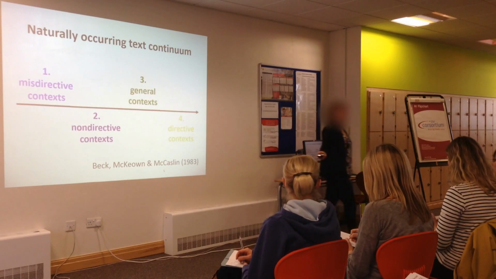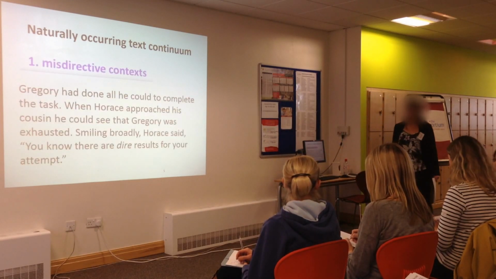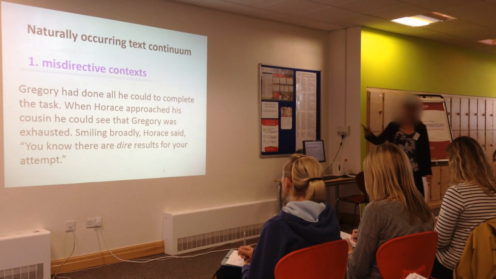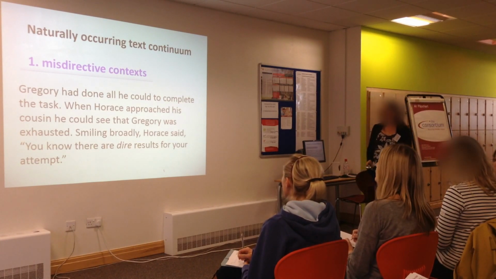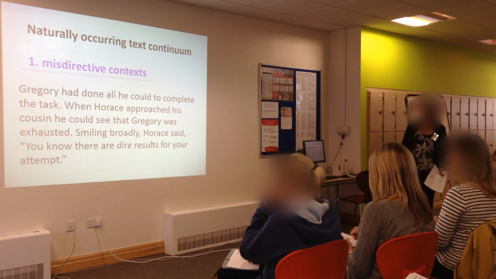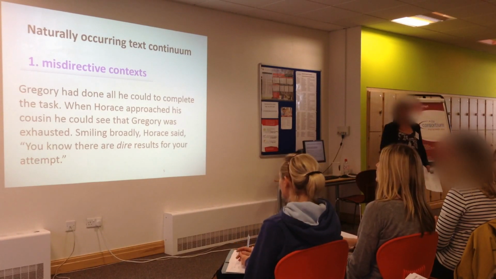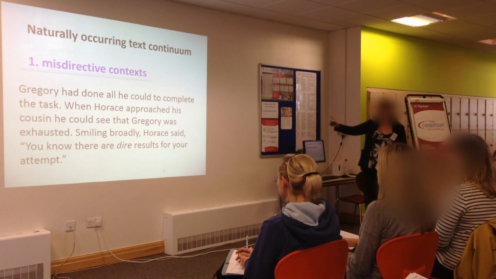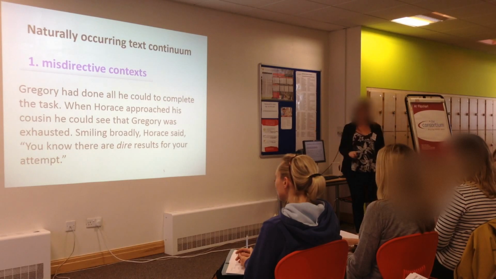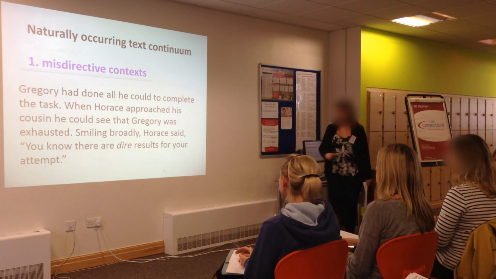And I'll give you an example of each of these now so that you can see. In a misdirective context, look at this. Gregory had done all he could to complete the task. When Horace approached his cousin, he could see that Gregory was exhausted. Smiling broadly, Horace said, "You know there are dire results for your attempt."